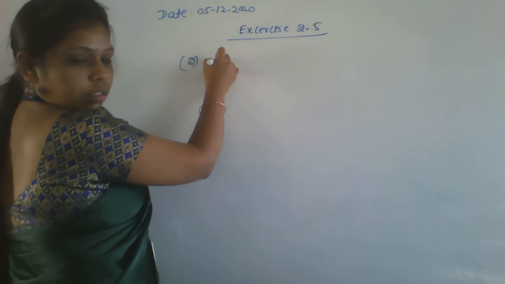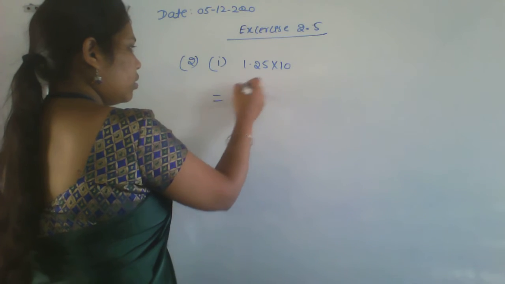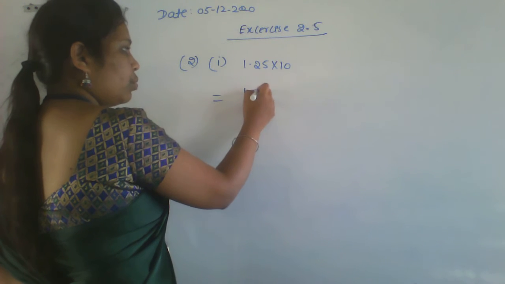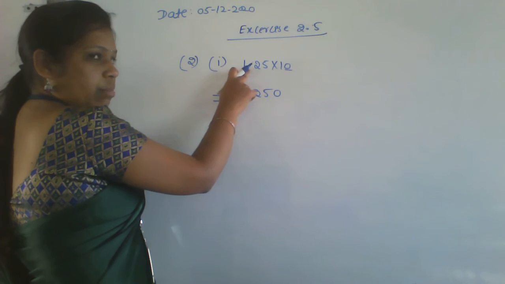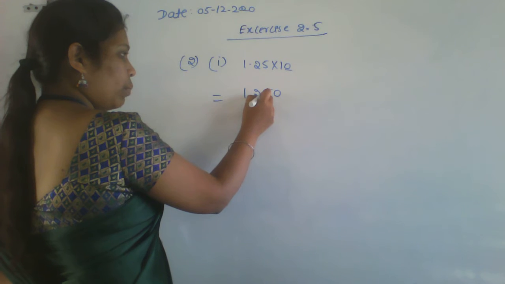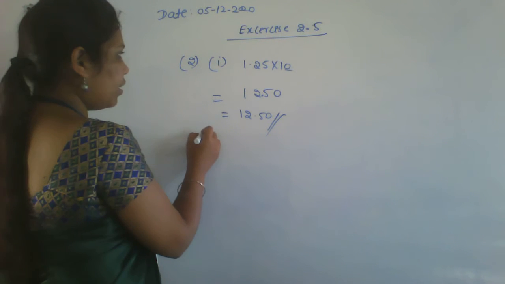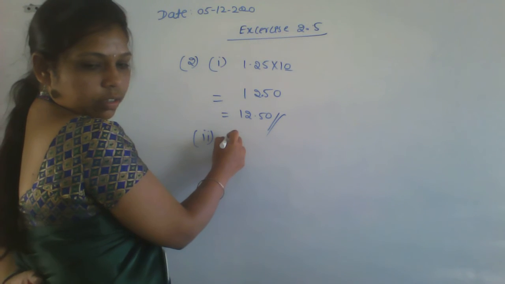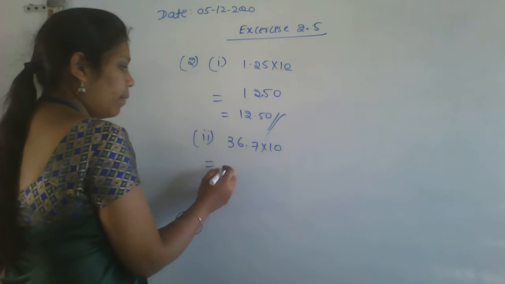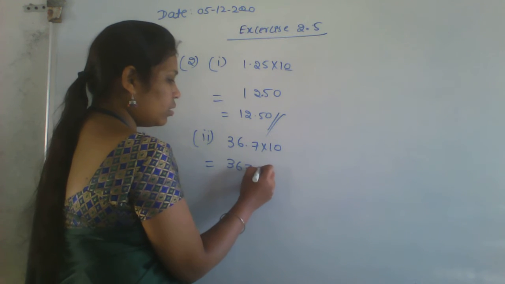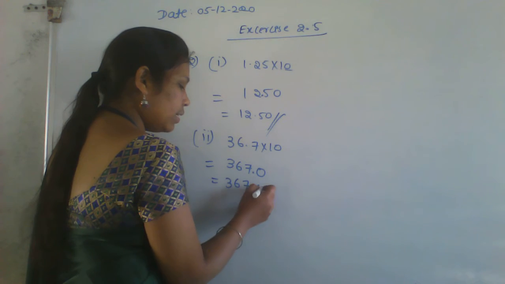Second main. 1.25 into 10 means 125. 10 is there. I'm writing 10. After two numbers, they kept a decimal point. So observe 1, 2. So put a point here. The answer is 12.50. Okay. Next, second one. 36.7 into 10. Multiply here. Means 3, 6, 7, 0. After one number the point is there, put a point. What is the answer? 367 is the answer.